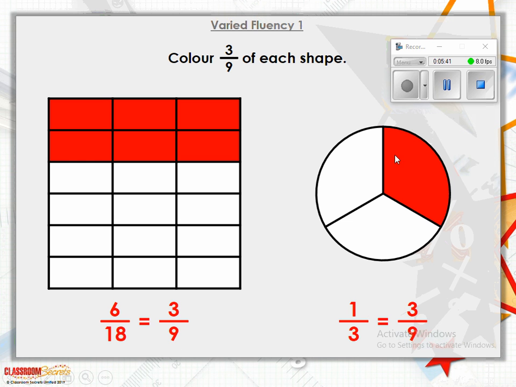Now here, if we shade in 1/3 of it and use our knowledge of the inverse, instead of dividing here, we can multiply. 1 times 3 is 3. 3 times 3 is 9. We have 3/9 again.